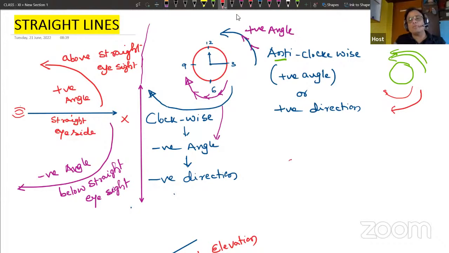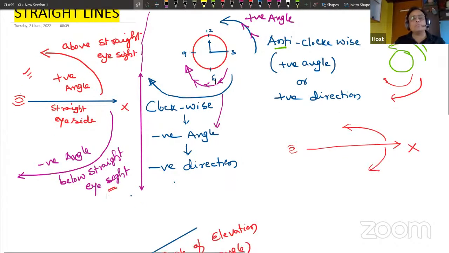So usually we can think like this also. Straight eyesight, usually we take it as the x-axis. Straight eyesight above is called a positive angle. Straight eyesight below is called a negative angle. So here I've clearly given this idea. It is a straight eyesight. The angle above the straight eyesight is called a positive angle, and below the straight eyesight is called a negative angle.